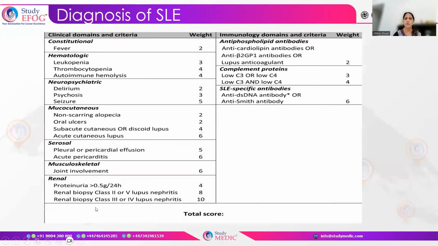So, I want you to stop this video here and have a look and read the criteria. So, you have clinical domains and criteria, and then you have immunological domains and criteria, and the weightage is given. So, you will make a total of this. If it is more than or equal to 10, and ANA antibodies are present, then the woman is labeled as having SLE.